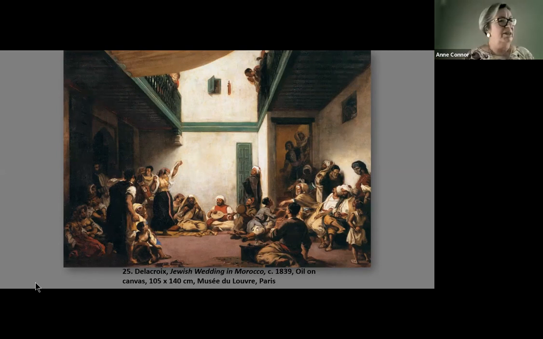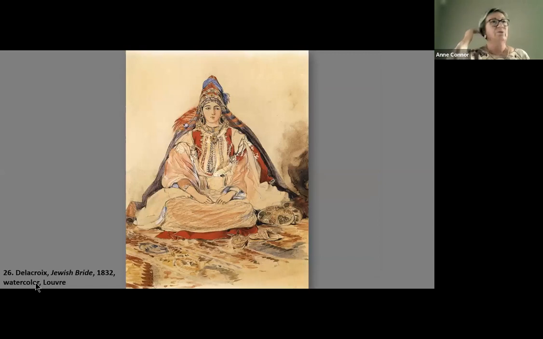This is incredibly interesting for him. This is one of the other drawings he did for the Jewish bride that never became a painting of its own.